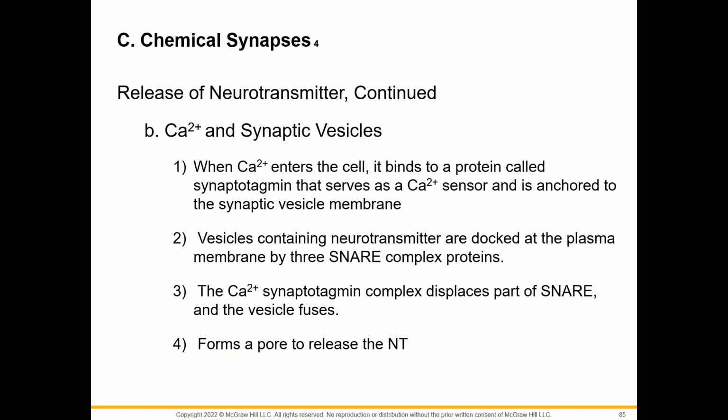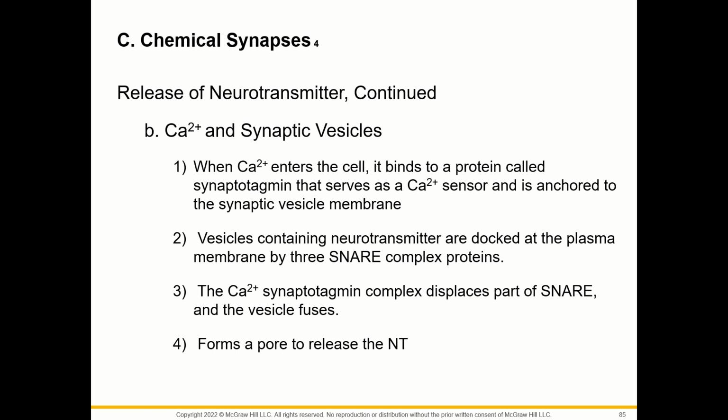So here's some calcium and the synaptic vesicles. So number one, when calcium enters the cell, it binds to a protein called synaptotagmin, that serves as a calcium sensor and is anchored to the synaptic vesicle membrane.